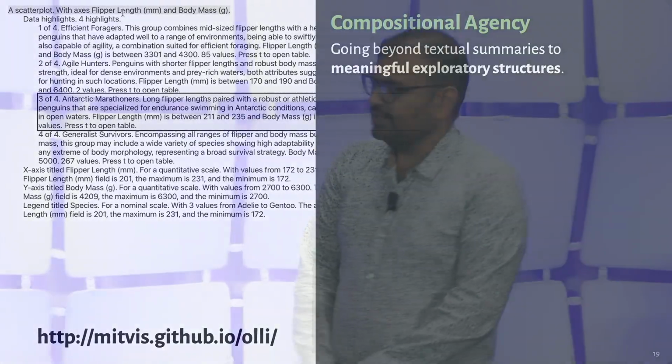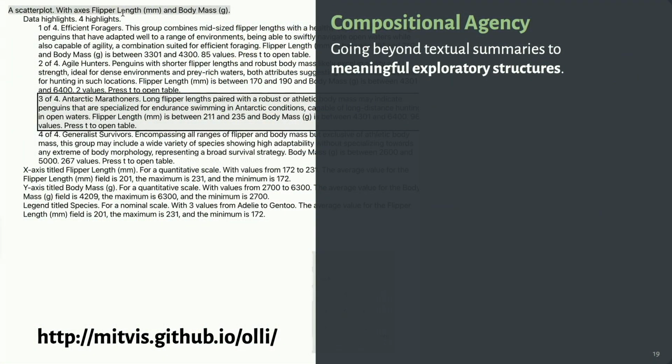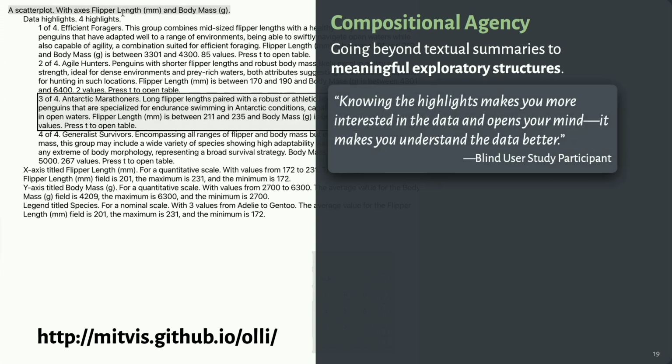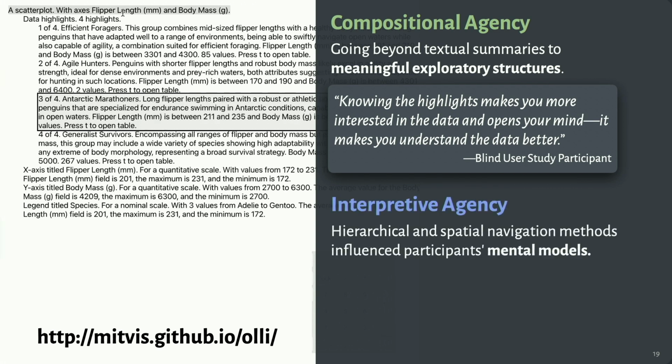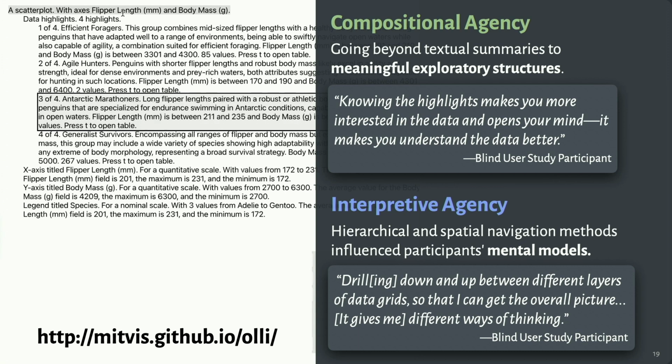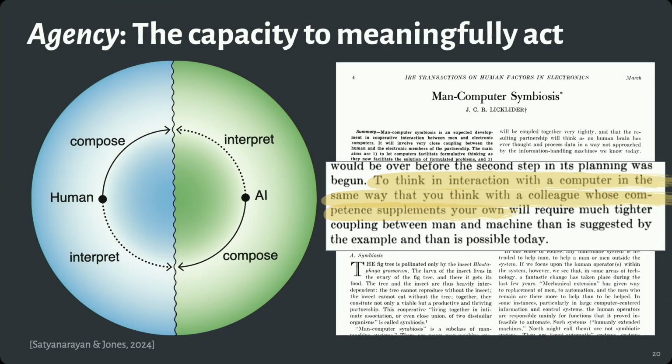And so what you are seeing here is that we use ChatGPT to go much beyond just simple textual summaries, right? Instead, we were using it to produce these very semantically meaningful exploratory structures. And in evaluative studies, blind and low vision participants told us that these sort of highlights opened up their minds, made them more interested in exploring the data because it helped them understand the data better. And the hierarchical and spatial navigations that you were seeing before also influence participants' mental models and increase their sense of interpretive agency. So for instance, as this person said, drilling up and down between different layers of the data grid gave them different ways of thinking.